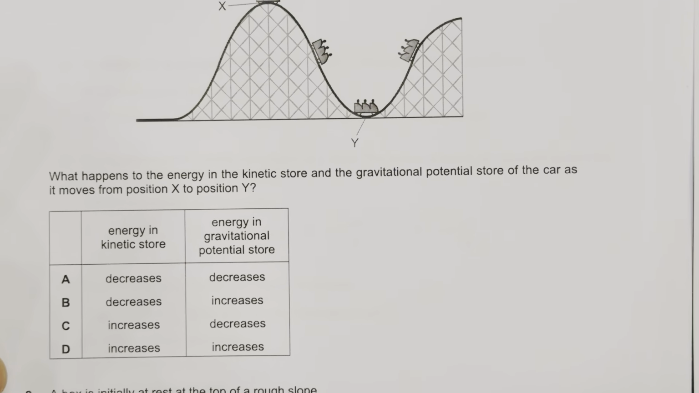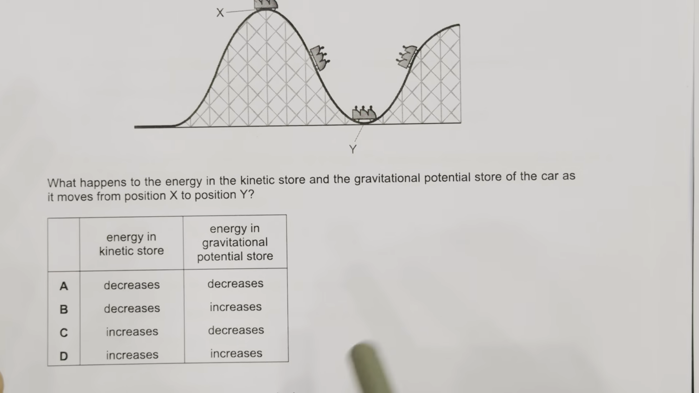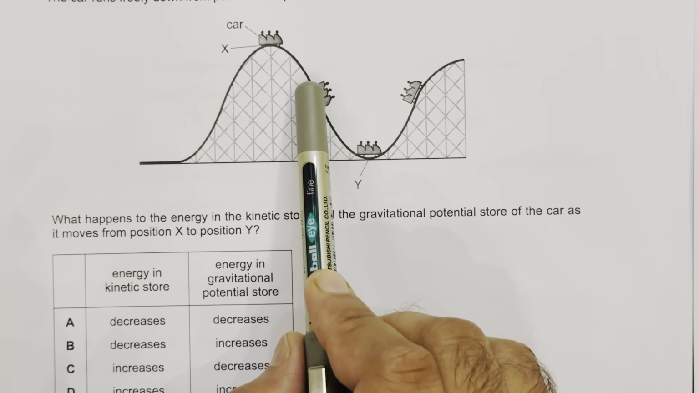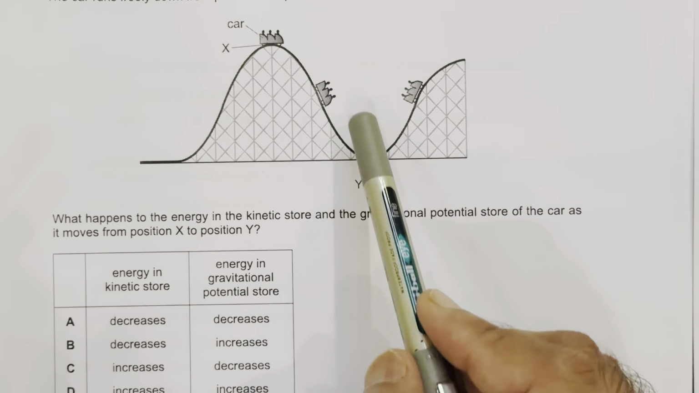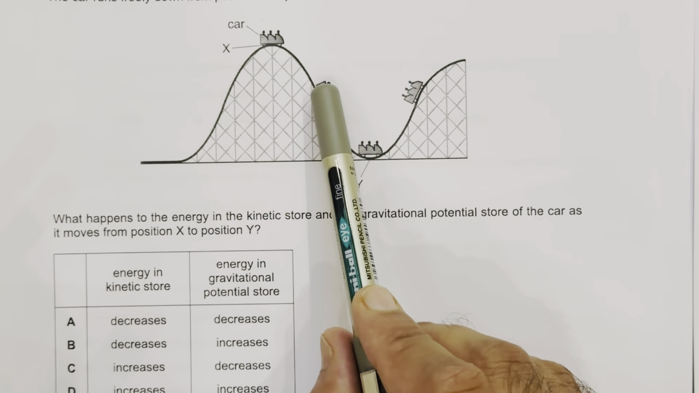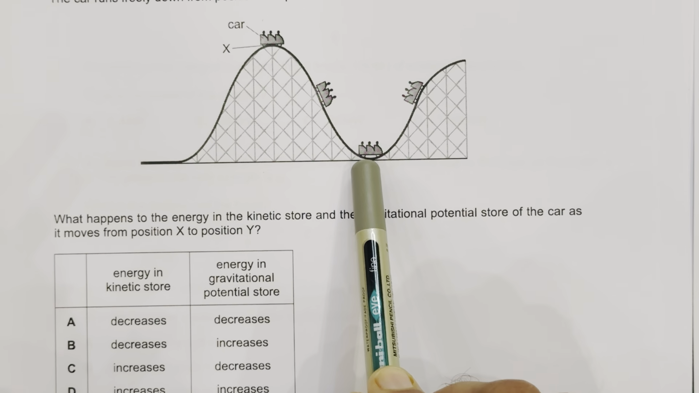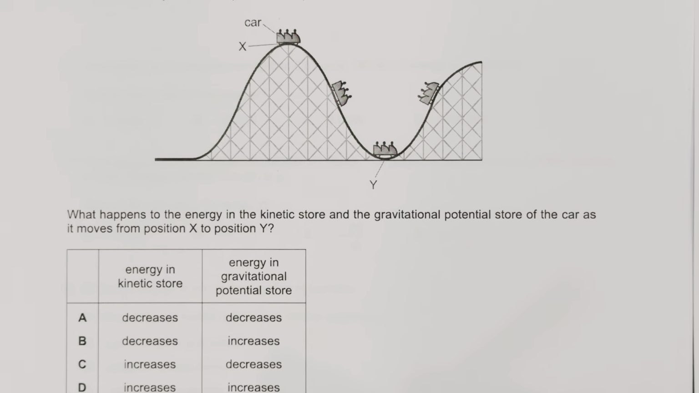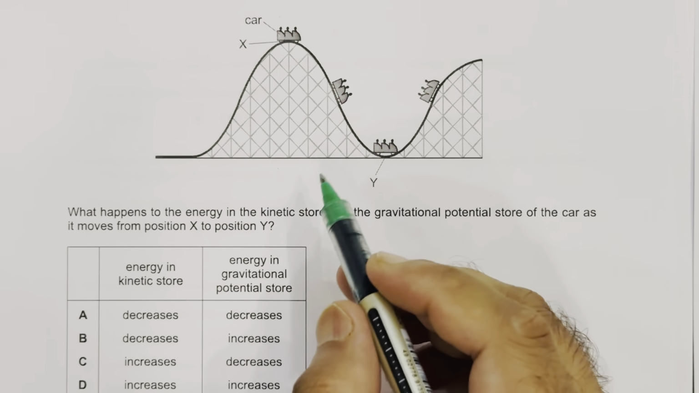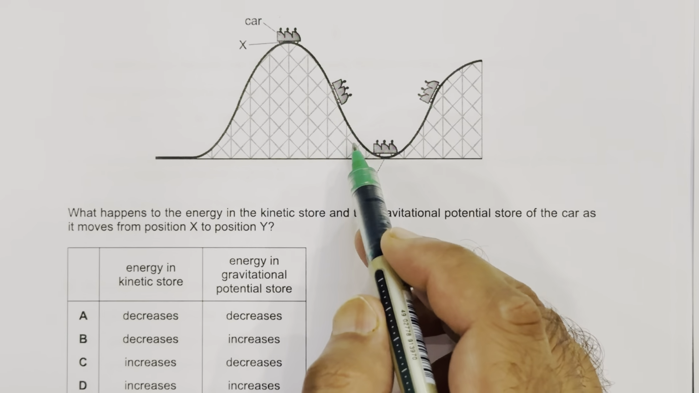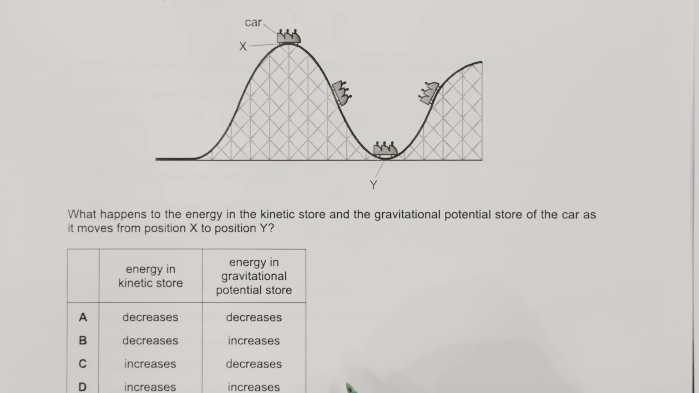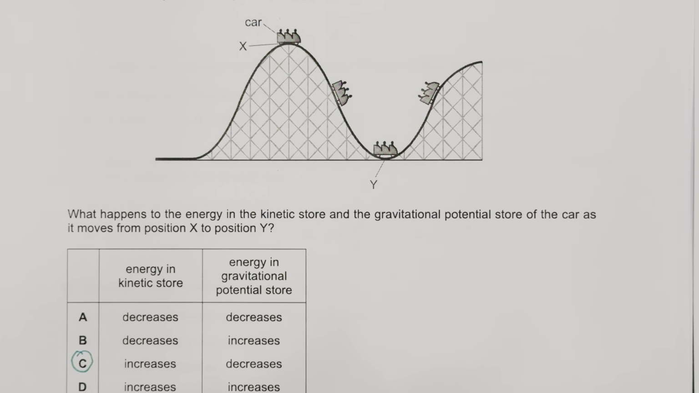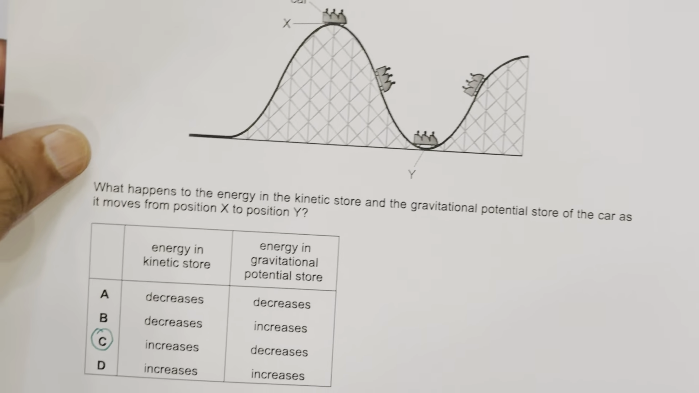We know that at position X it has stored the kinetic energy, and its kinetic energy will start to increase when it is moving here because velocity would increase, but it decreases in height, so its potential energy would continue to lower. So its kinetic energy would increase and potential energy would decrease. So option number C is the right option from the given options. Moving to question number 9.